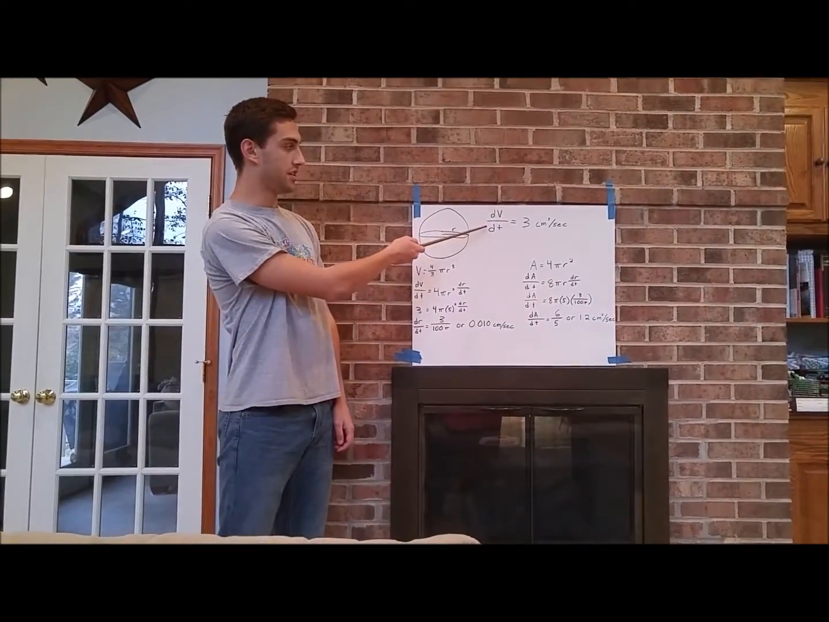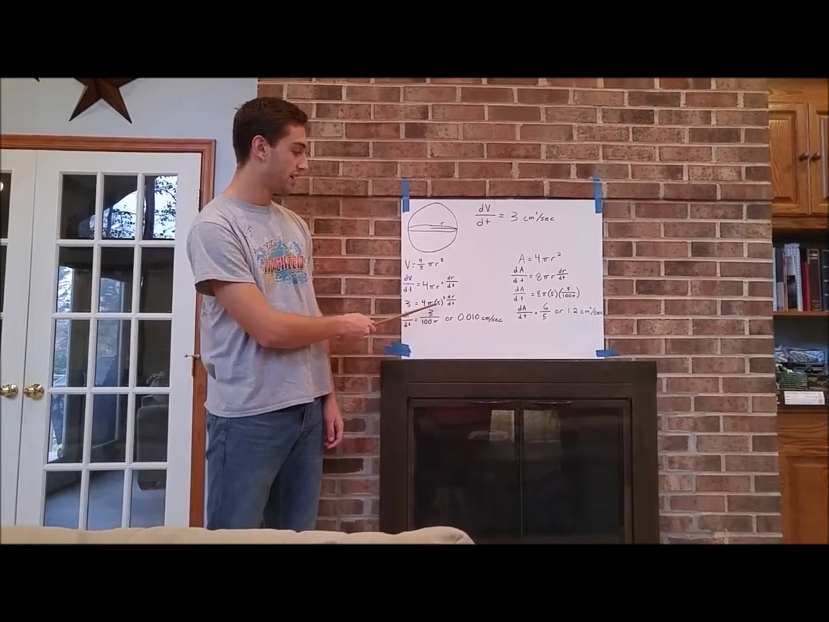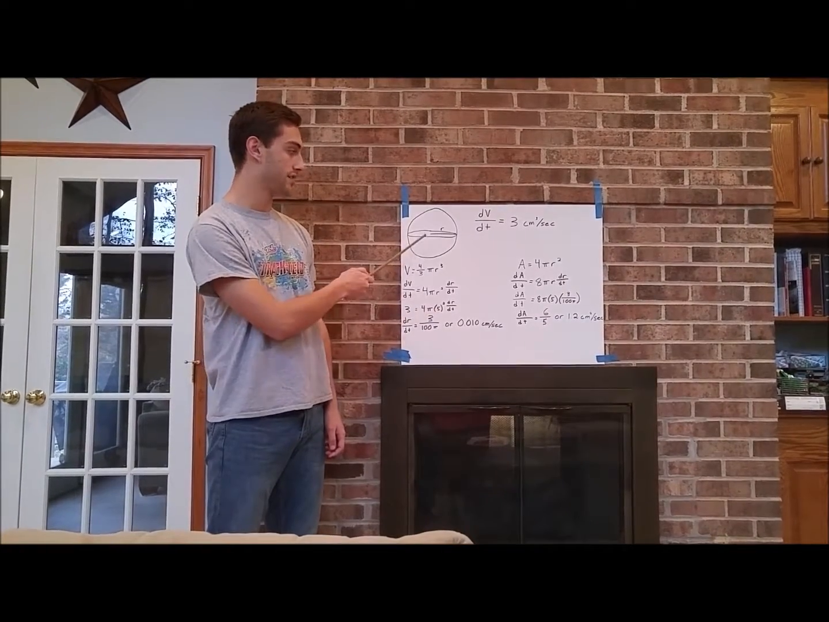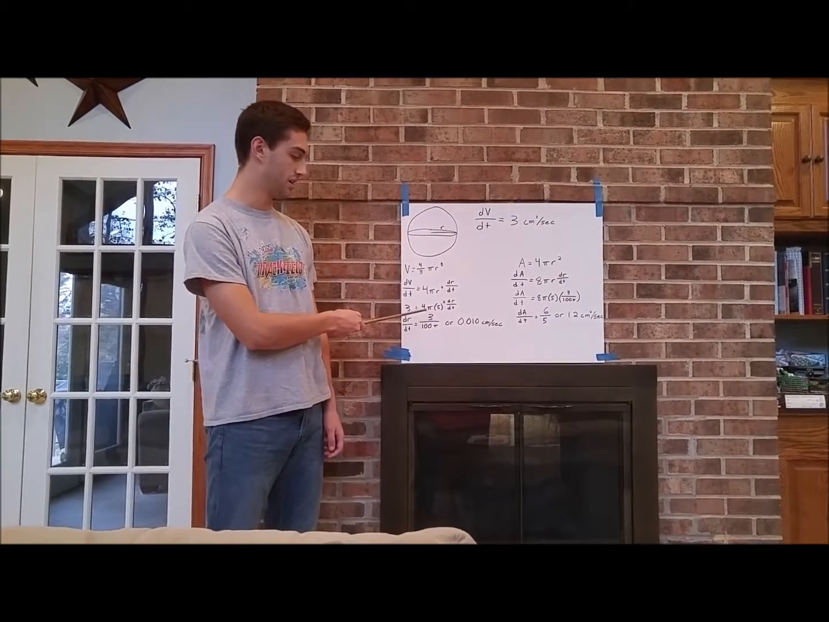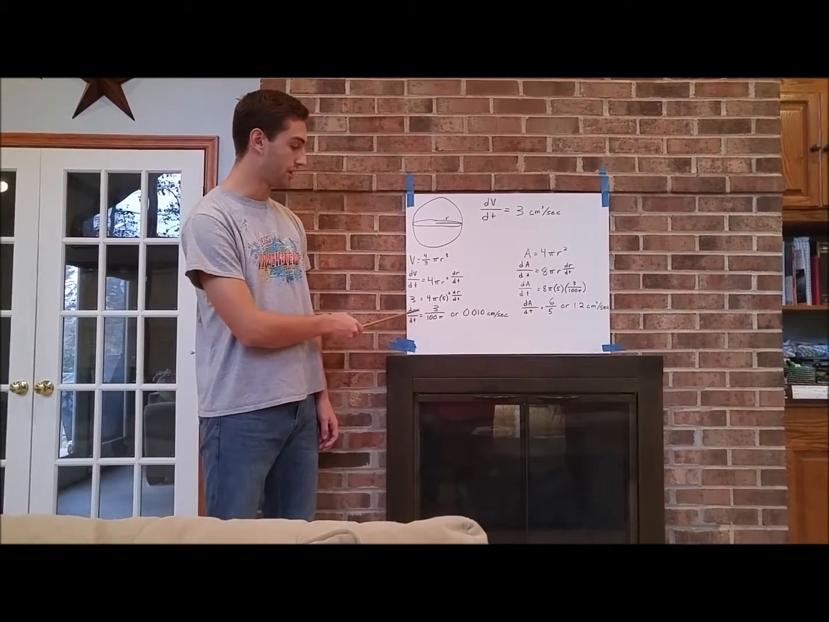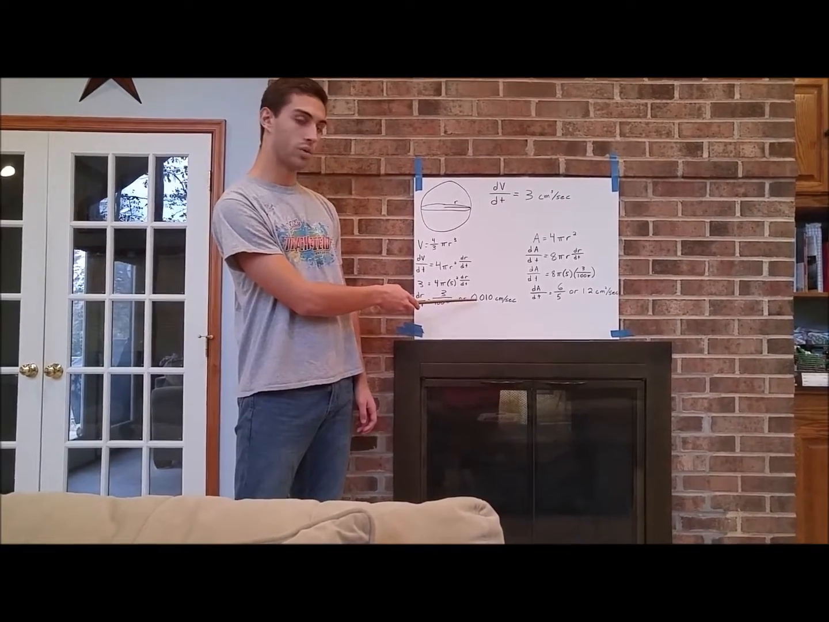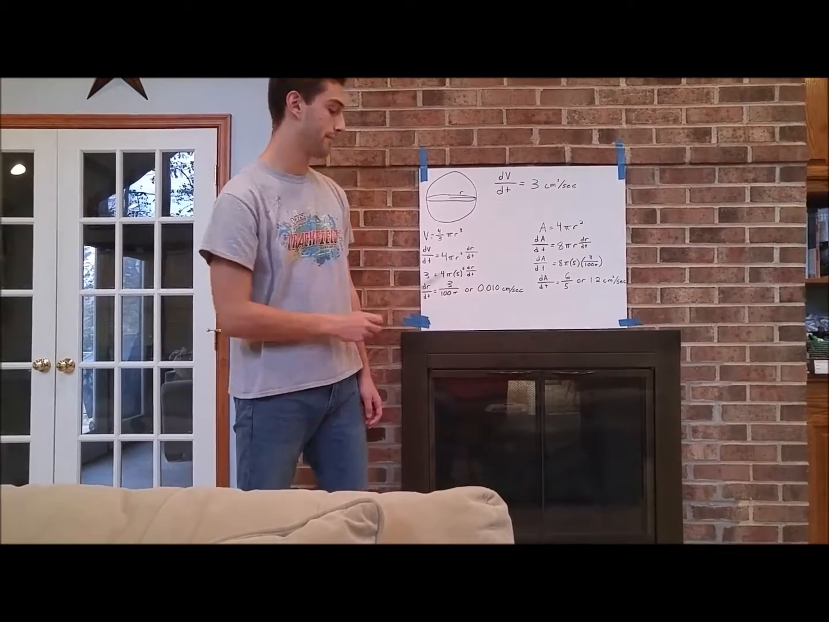We know that dV/dt equals 3. We plug that in here, and then that equals 4 pi times 5, and 5 is our radius at this point, squared, times dr/dt. Then we solve for dr/dt, and we get 3 over 100 pi, or 0.010 centimeters per second.